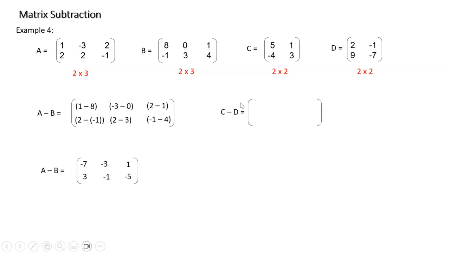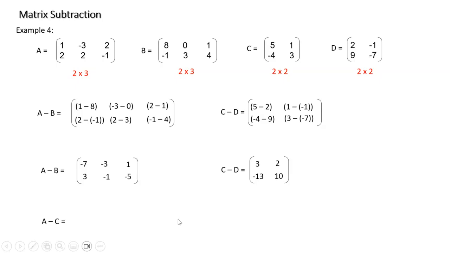Can we do C minus D? Again, sure we can, right? Because they're the same size. It's going to be 5 minus 2, 1 minus negative 1, negative 4 minus 9, 3 minus negative 7. So 5 minus 2 is going to give us 3. 1 minus negative 1 will give us 2. Negative 4 minus 9 will give us negative 13. And 3 minus negative 7 will give us positive 10. So this is my result.